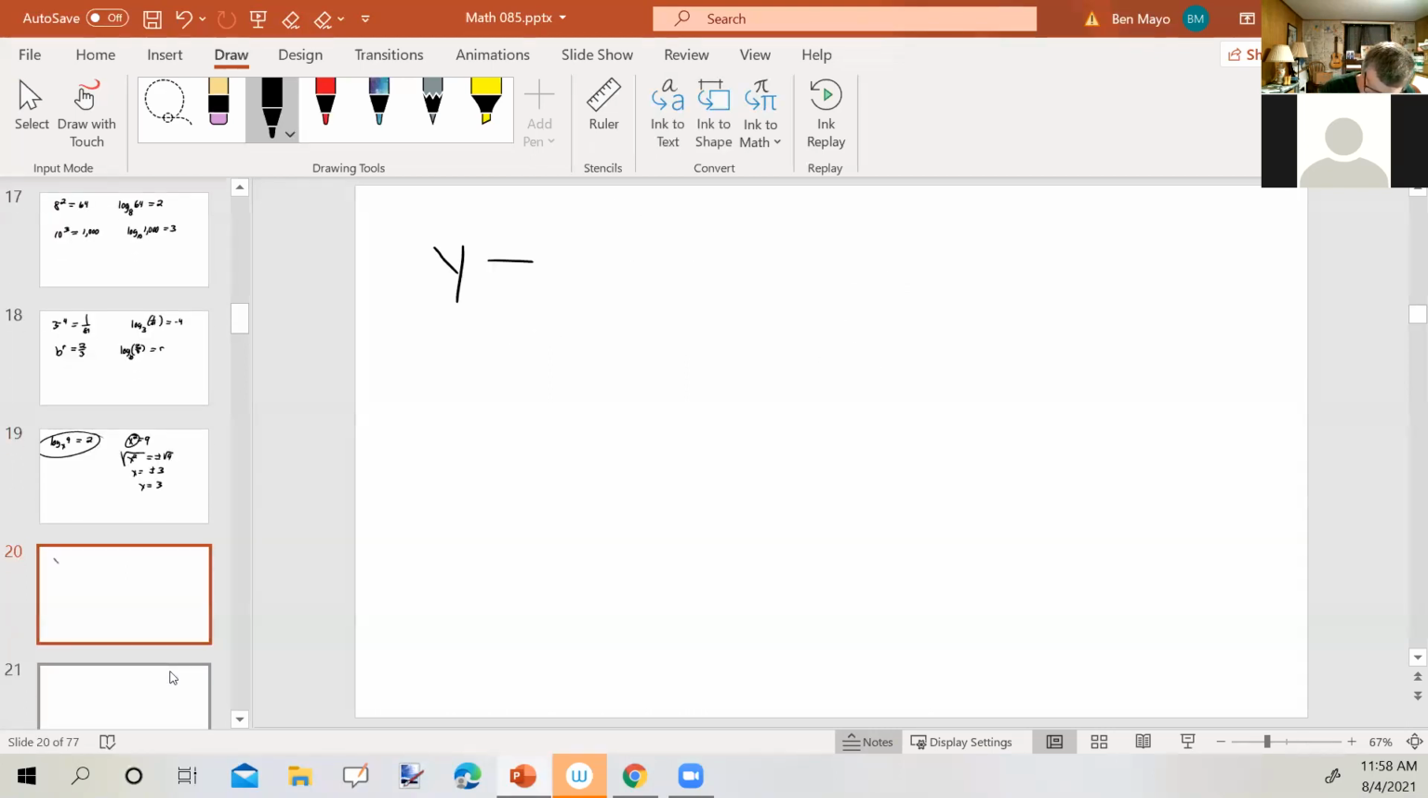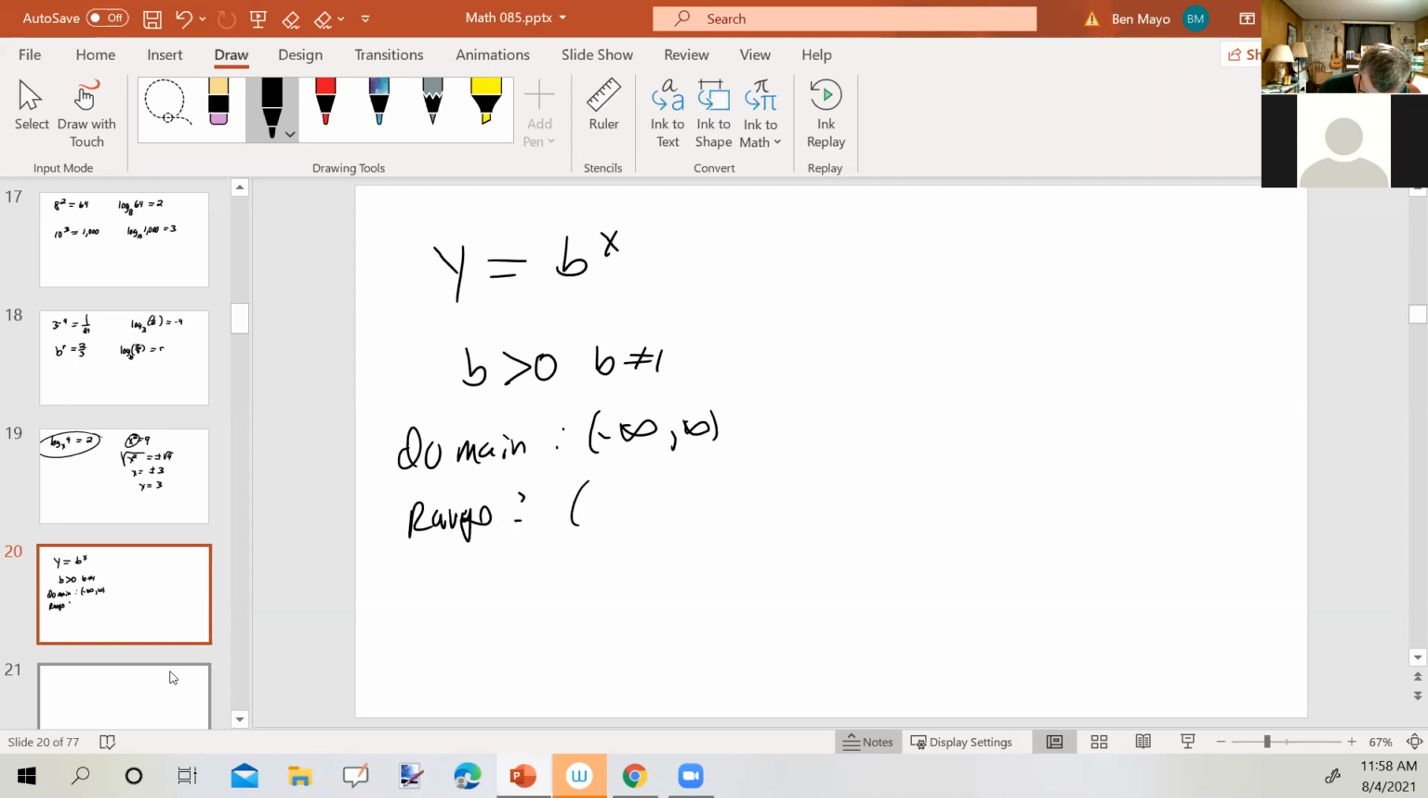Let's say we have y equals b to the x, all right? What do we know? We know the base is greater than 0. The base can't equal 1. The domain is what? All real numbers. And the range is greater than 0. Remember, we've got this graph that looks like this or like this. So the base has to be greater than 0. The base can't be 1. The domain's all real numbers. The range is greater than 0. Okay, that was going back to the previous section.